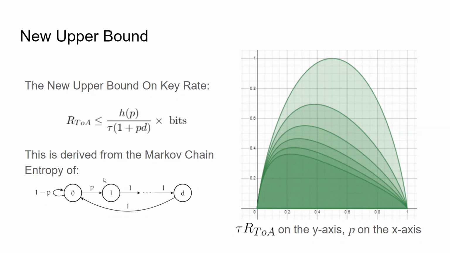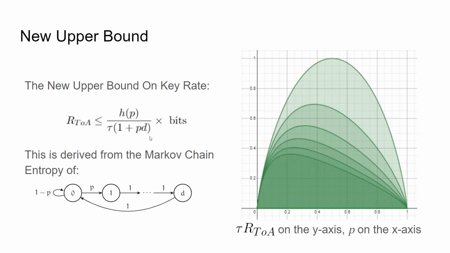And then the Markov chain entropy that we get from this will help us get our upper bound, which is going to be h of P over 1 plus P times D. So that's the amount of information we get per bin. And so in order to get the rate of bits per bin, it's just going to be that divided by tau. So the new upper bound on this key rate is going to be h of P over tau times 1 plus P times D. And what we're seeing over here on the right is tau times that.